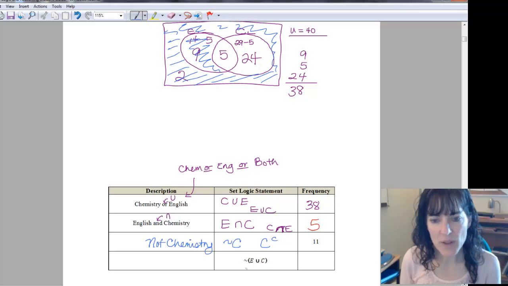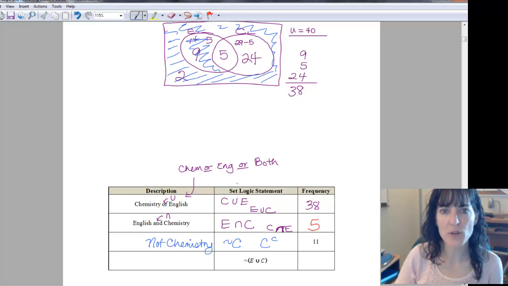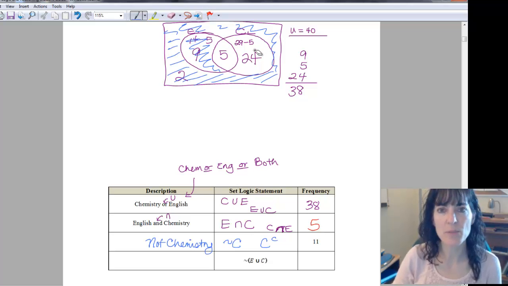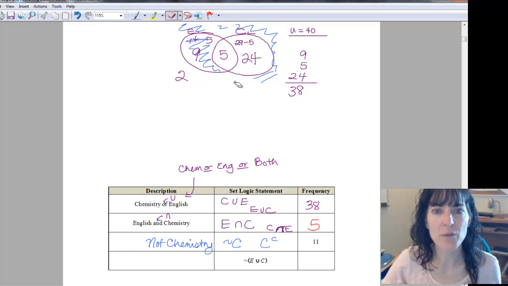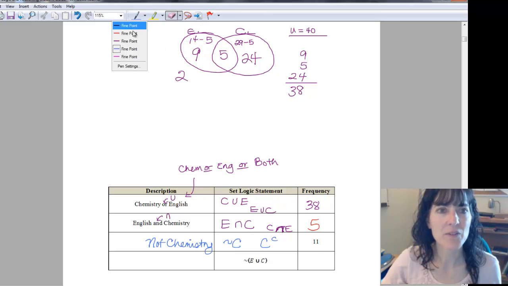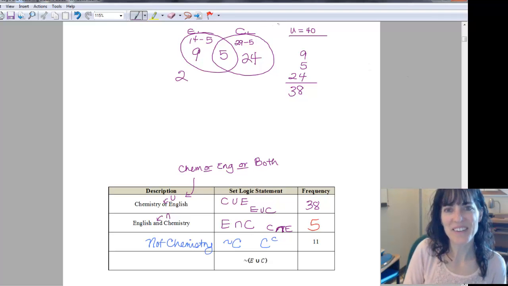Okay, now the next one, this one we have not E union C. So if I look at E union C, let me see if I can clear up some of these lines that I drew in for us. Well, I cleared up too many there. There we go, and see if I can put back in that box.